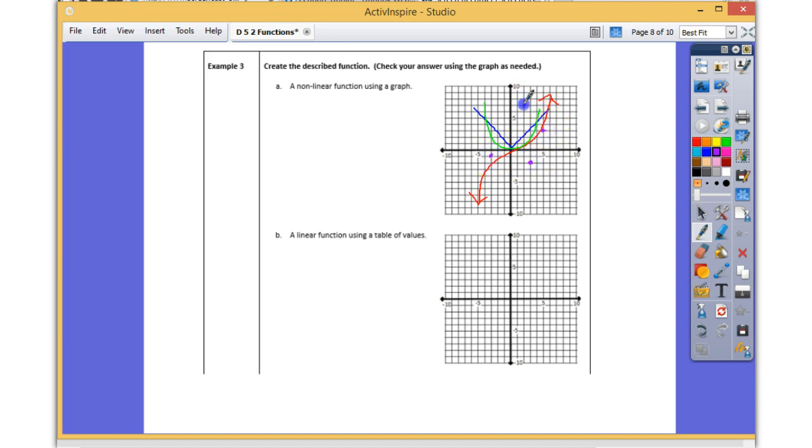The points when they're just kind of all over the place. It's like a scatter plot, right? So you could have had any of those four on there as a non-linear function graph. For B now, what they want us to do is a linear function using a table of values. So let's make a table of values. Go like this, make a T-chart. You got your X and your Y.